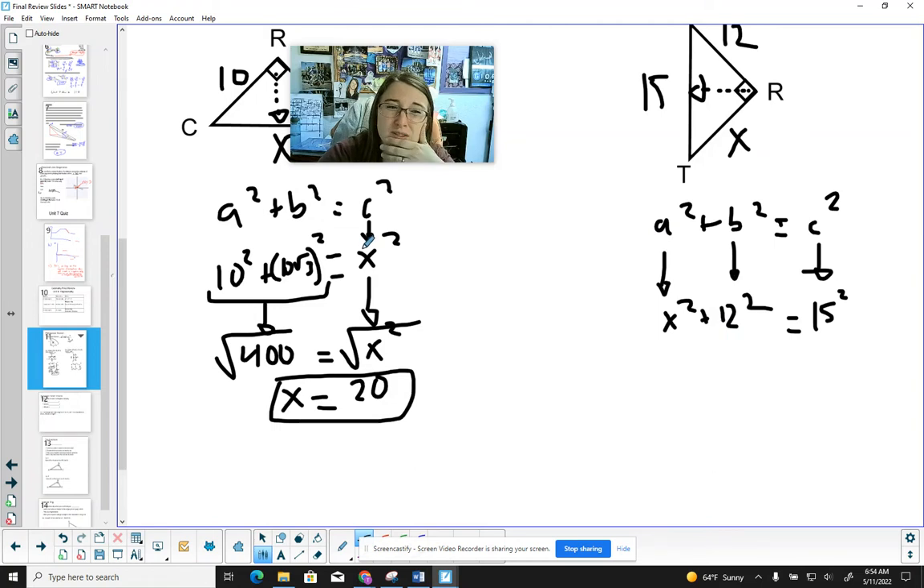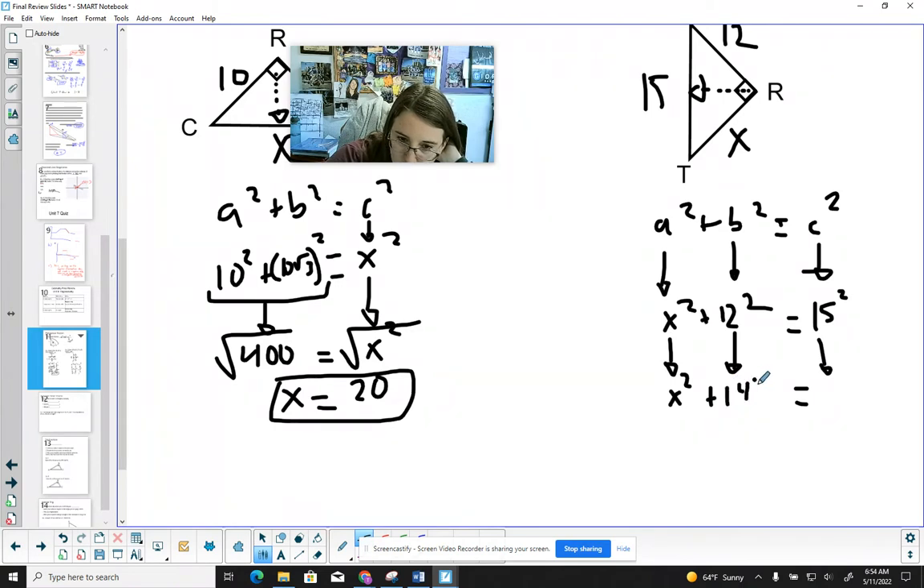Over here, X was mostly by itself, and so we didn't have to do a lot of moving around. But here we are going to have to. So I'm going to drop the X squared down. I need to know what 12 squared is and what 15 squared is. If you haven't done so, take a second, go to the calculator. What are those two? 12 squared is 144.